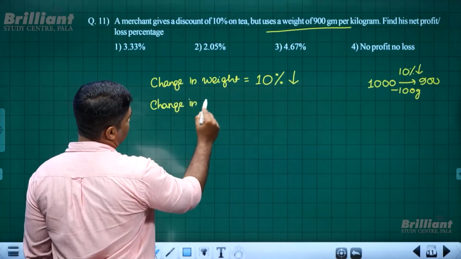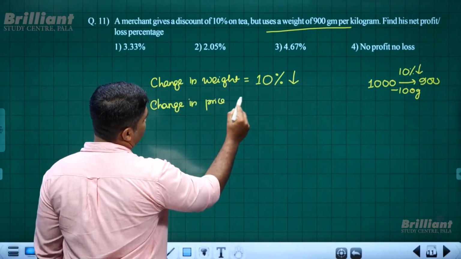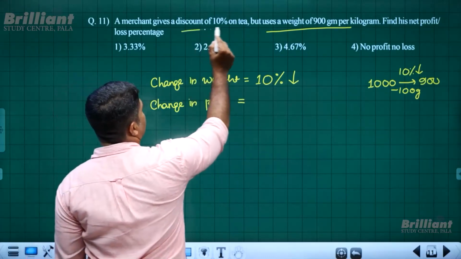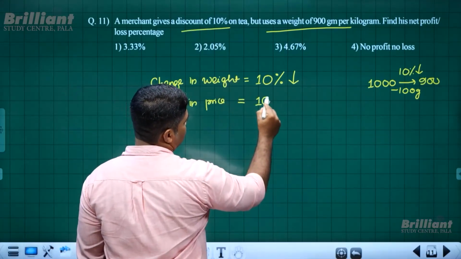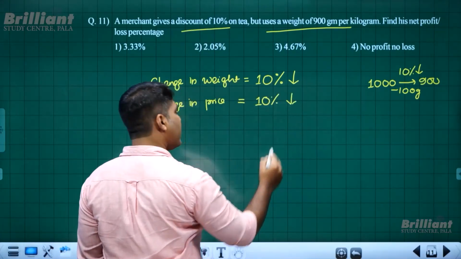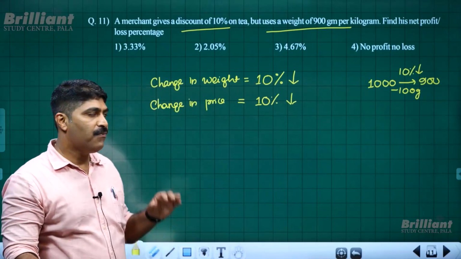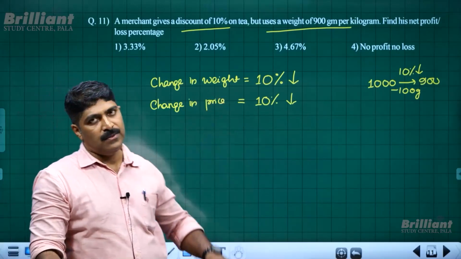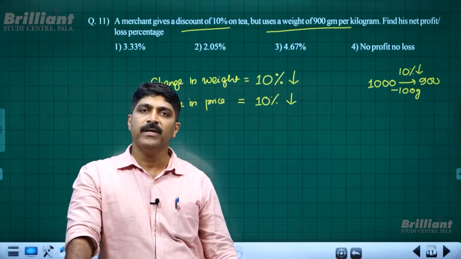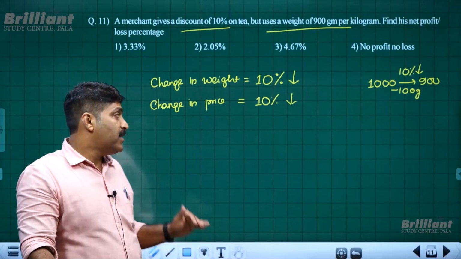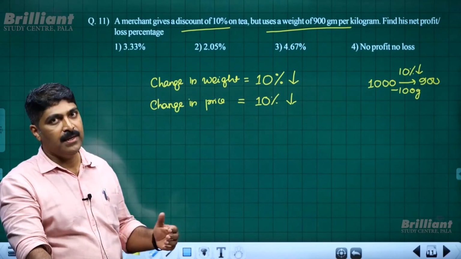Change in price. How can we consider change in price? It is given that there is a discount of 10%. Discount of 10% means the price also decreased by 10%. So whenever you get similar types of questions, first you have to reach these two conclusions: what is the percentage-wise change occurred in the weight and the price-wise change occurred while selling goods.